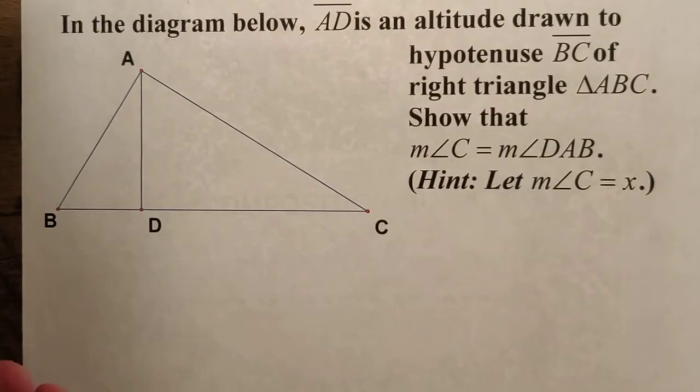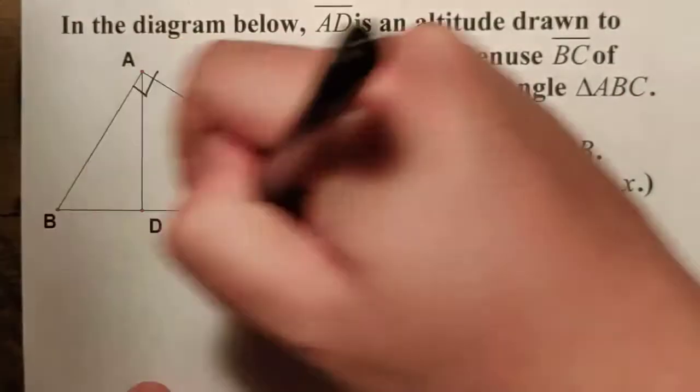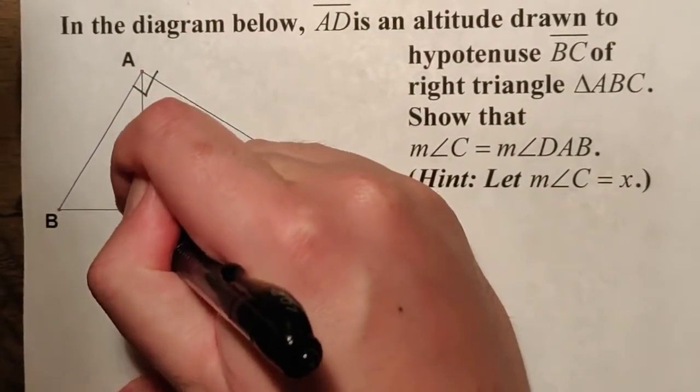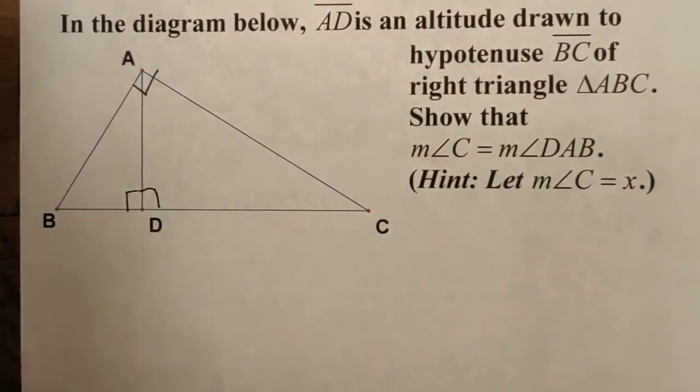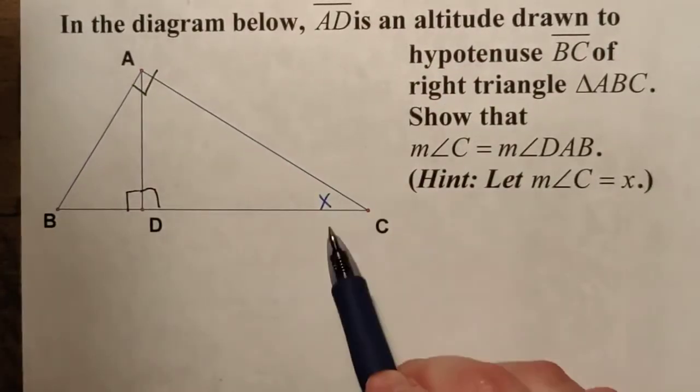Alrighty, so the thing to note about this is that first off, this is a right triangle, so therefore this is a right angle up here. We know that BC is a hypotenuse, and AD is an altitude. We know that altitudes create right angles with the sides that they intersect, so these are right angles as well. Now we're asked to show that C is equal to DAB. The hint says to let angle C be X. Sure, I can do that.